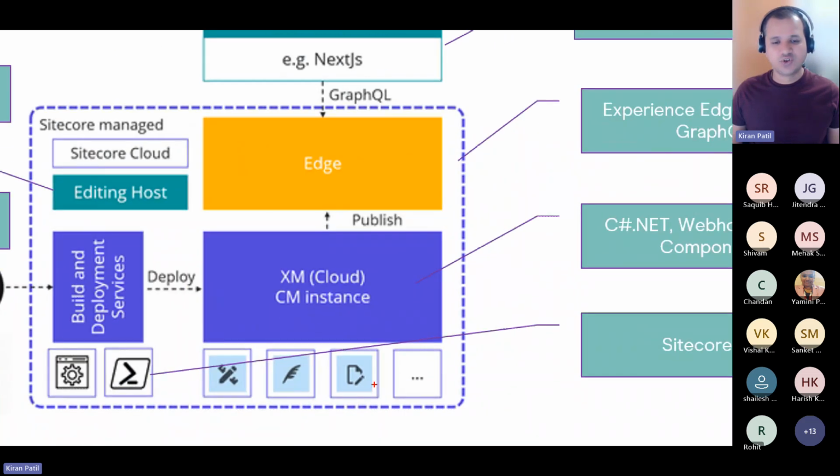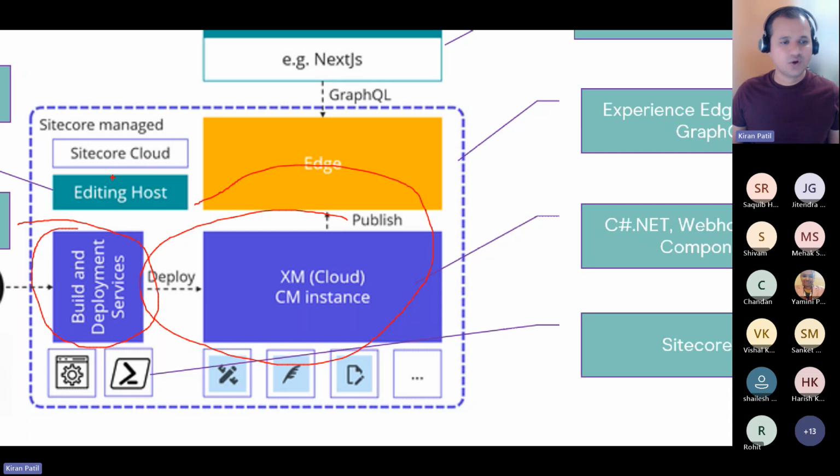When you provision your XM Cloud instance, you get this CM instance, which is hosted by Sitecore. Build and deployment services are also hosted by Sitecore on the Sitecore Cloud. And then there is an editing host, which is also hosted by Sitecore. On top of that, you get all these CLIs and Pages and all those tools pre-built, and also Forms and Analytics and Personalization.